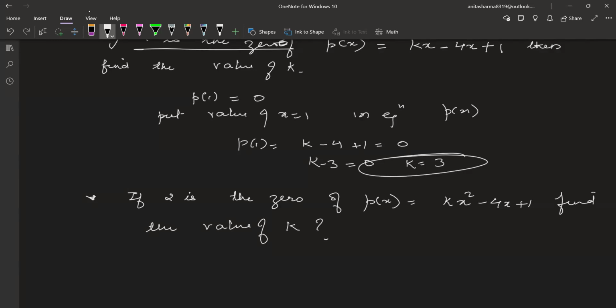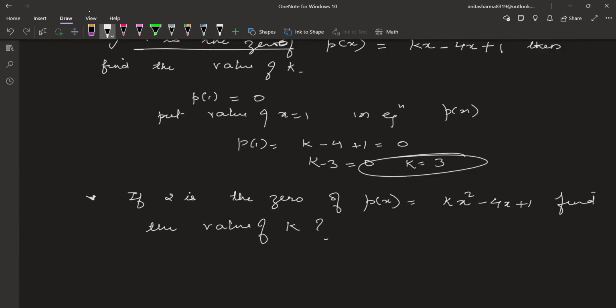K is equal to 2. Good. K is equal to 2. Yes, ma'am. Ma'am, minus 2. Ma'am, they gave minus 4 in the question, na, ma'am. Yes, minus 4, no? So the answer would be K is equal to 2.